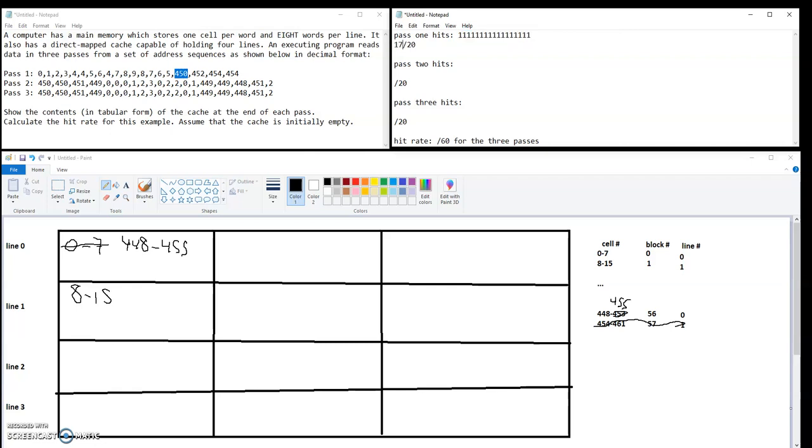It's a pretty high hit rate. You'll never get a 20 out of 20 hit rate if the cache is initially empty because it only gets loaded on a miss. Alright, let's look at pass 2.